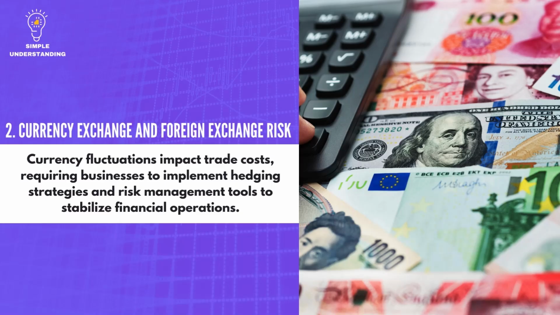2. Currency exchange and foreign exchange risk. Explanation: currency fluctuations impact trade costs, requiring businesses to implement hedging strategies and risk management tools to stabilize financial operations.